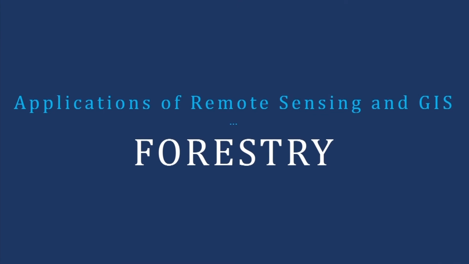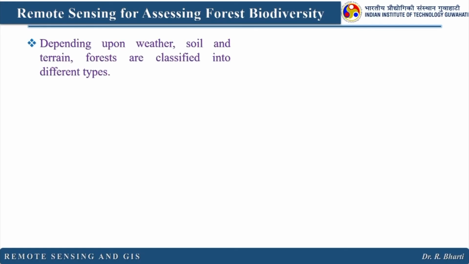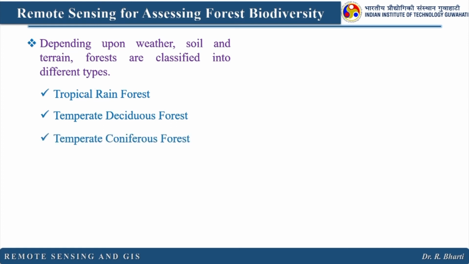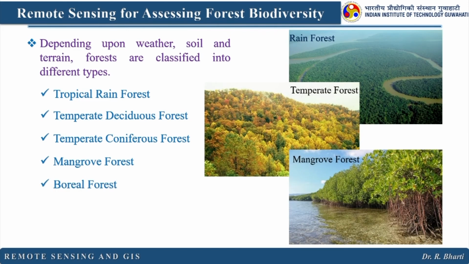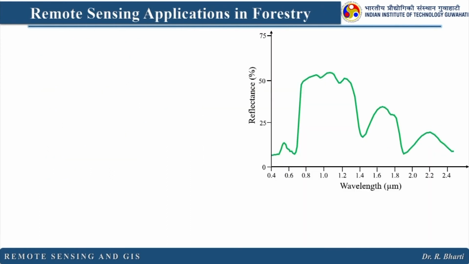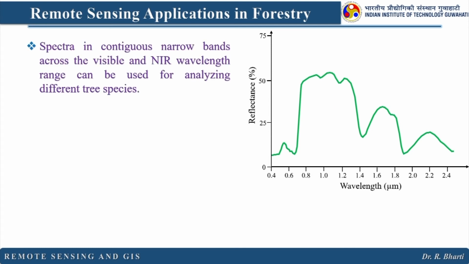Now let's see some potential applications of remote sensing and GIS in forestry. Here, depending upon weather, soil and terrain, forests are classified into different types like tropical rainforest, temperate deciduous, temperate coniferous, mangrove forest. So there are different types. These are the different types of forest classified based on the weather, soil and terrain. Terrain is basically the topography, right? So how exactly are we utilizing this particular technique?